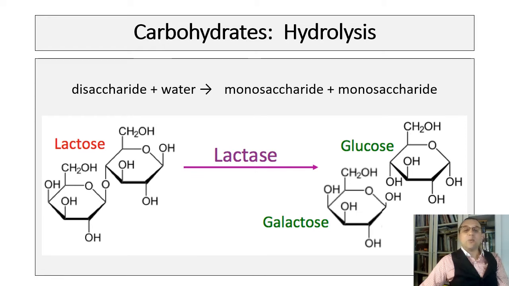So here we have lactose, a milk sugar. In order to break it down, we will need lactase. Lactase is an enzyme. Every time you see -ase at the end of a word, that means it's an enzyme. This enzyme helps to break lactose into galactose and glucose. So we had a disaccharide that is now broken into two simple sugars, galactose and glucose.